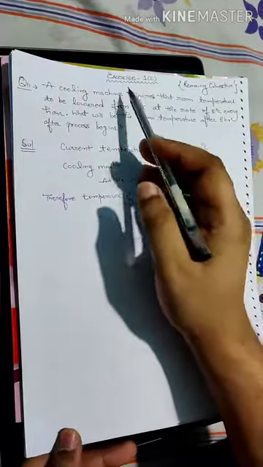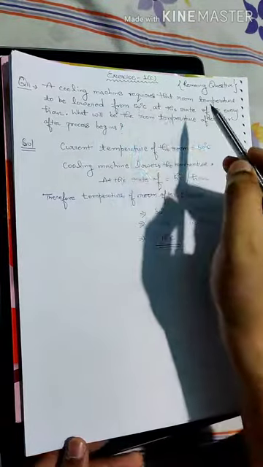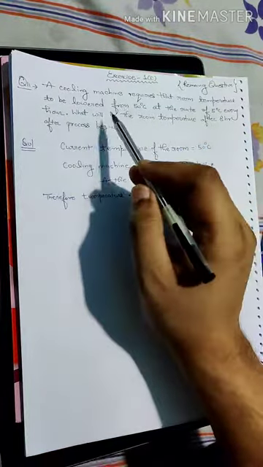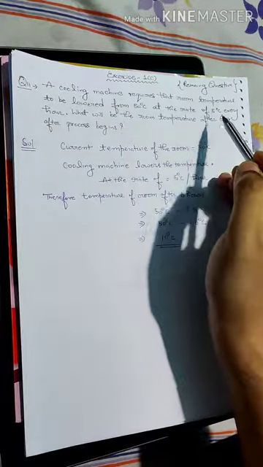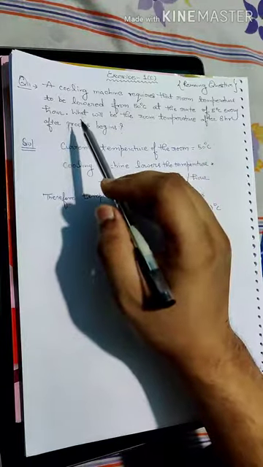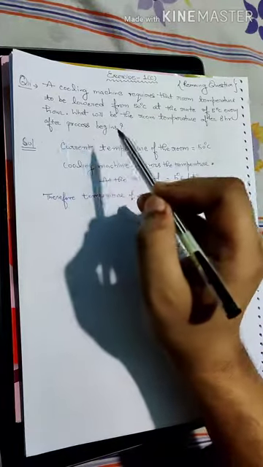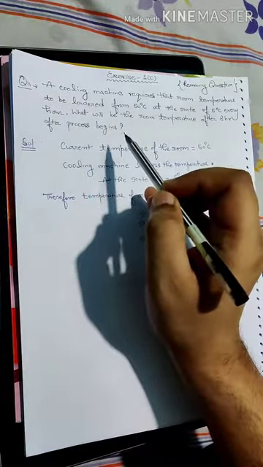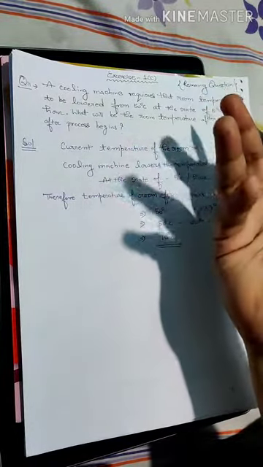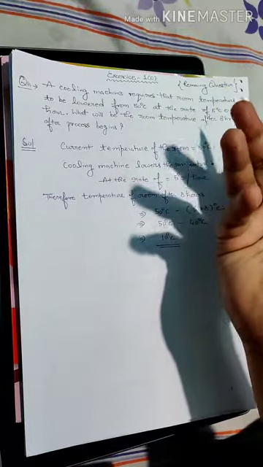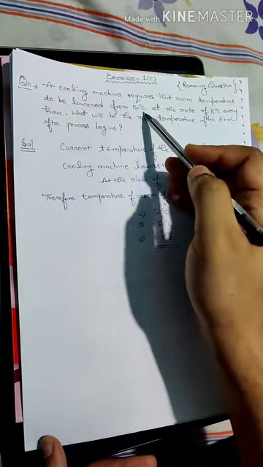So exercise 1C, question number 11. A cooling machine requires that room temperature to be lowered from 50 degree centigrade at the rate of 5 degree every 1 hour. What will be the room temperature after 8 hours after process begins? So what the question actually says is that suppose the room temperature of a particular room is about 50 degree centigrade.